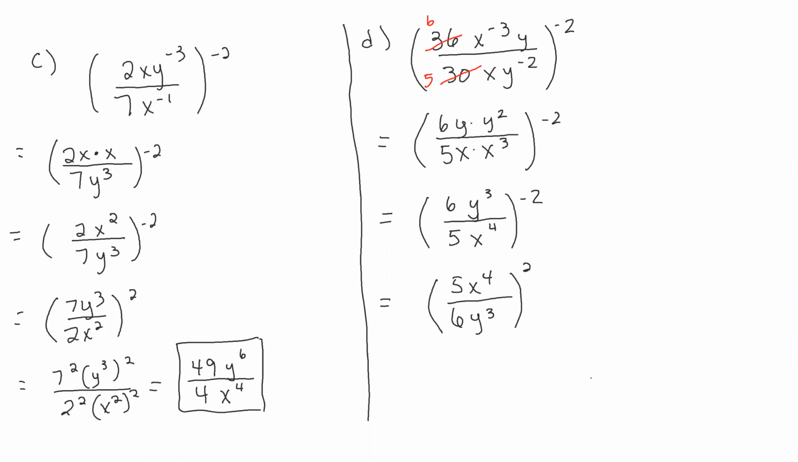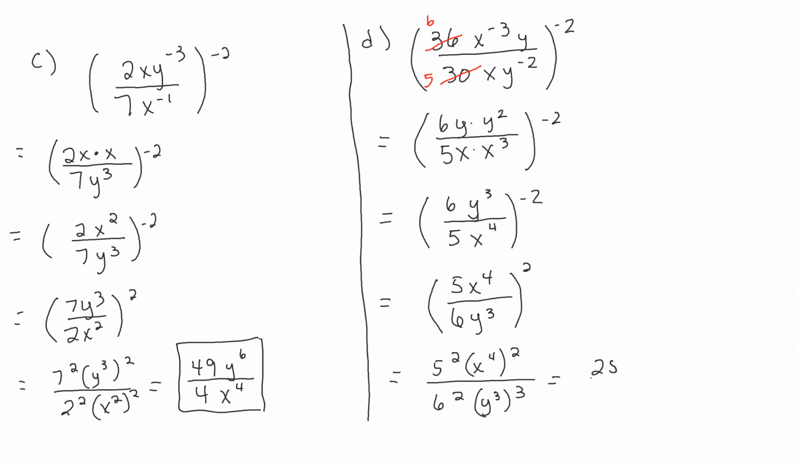So flipping that quotient makes the exponent positive, and now I can bring that exponent of 2 into all 4 of these factors that make up this quotient. So I get 5 squared, x to the 4th squared, all over 6 squared, y to the 3rd squared. And then I simplify and I'll be done.